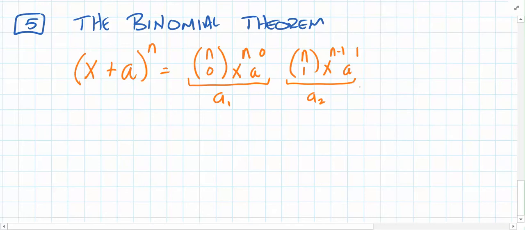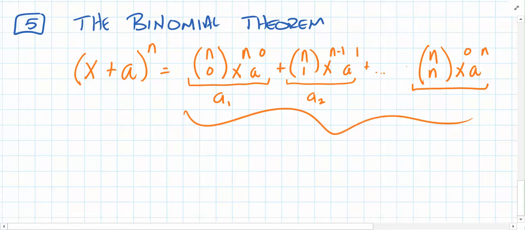And then we keep going all the way down. We add these together and keep going all the way down until we reach n choose n, x to the 0, and then a to the n. Shouldn't there be a plus sign? Yep, right there. Now, how many total terms are going to be when I expand this? Remember, what's the exponent here? There will be n plus 1 total terms.